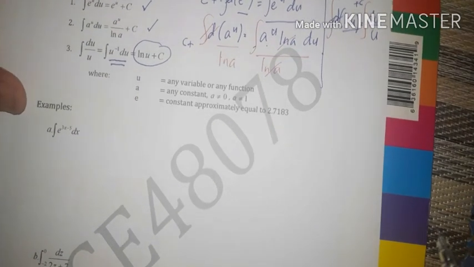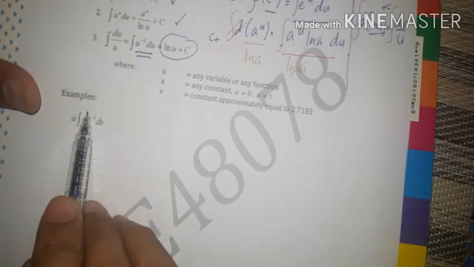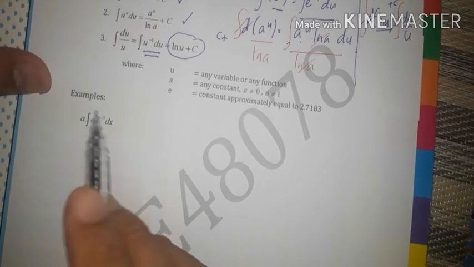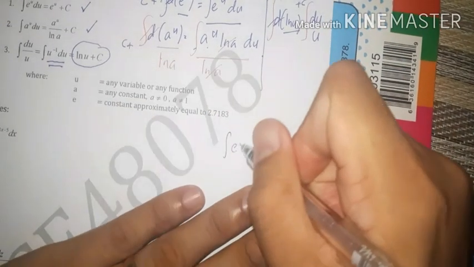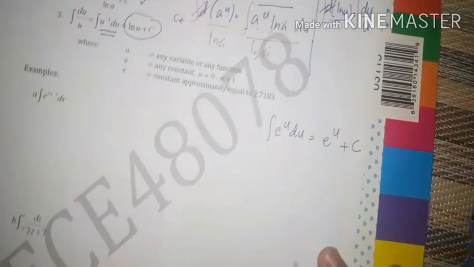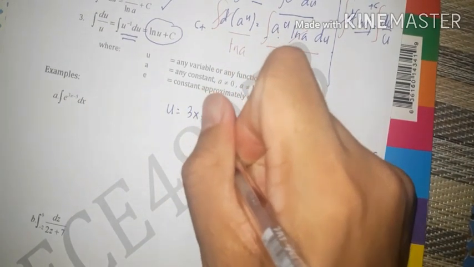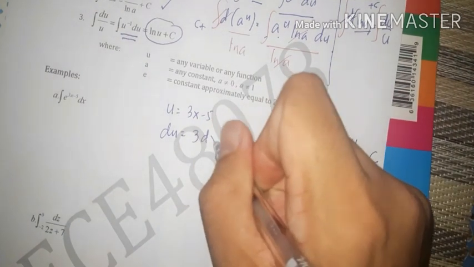So let's have an example. We see e to the u, so e to a certain function. This will serve as our u. So e to the u. That means the principle we follow is integral of e to the u du is equal to e to the u plus c. In this given, u corresponds to 3x minus 5. So let u be equal to 3x minus 5. Then the derivative of u is 3 dx.